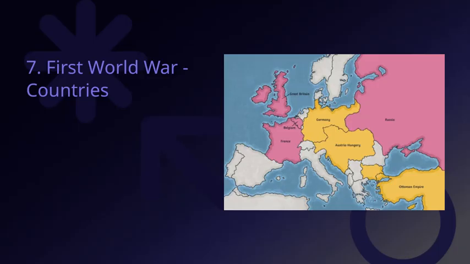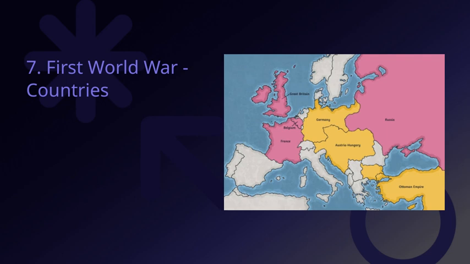Let's take a look at the countries involved in the First World War. This conflict wasn't limited to just a few nations. It truly was a global war, with many countries taking sides. On one side, we had the Allies, which primarily included countries like Britain, France, Russia, and later the United States. On the other side, the Central Powers were mainly made up of Germany, Austria-Hungary, the Ottoman Empire, and Bulgaria.